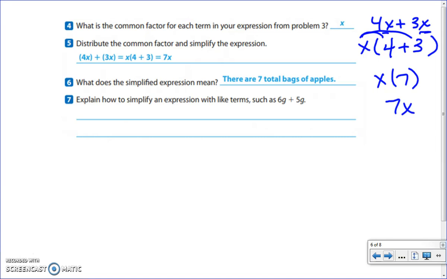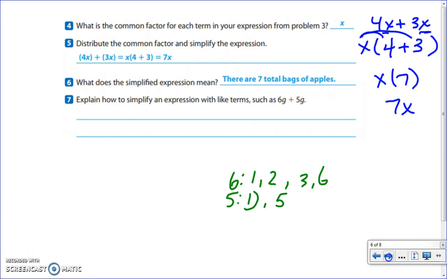We're working with 6th grade numbers right now, and in a minute I'm going to show you a little more complicated example where there are some numbers and letters. But if I was going to explain how to simplify 6g plus 5g, the first thing I would check for is numbers. So 6 would have factors of 1, 6, 2, and 3. 5 would have factors of 1 and 5.